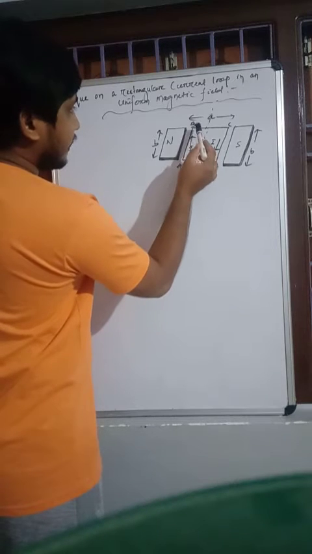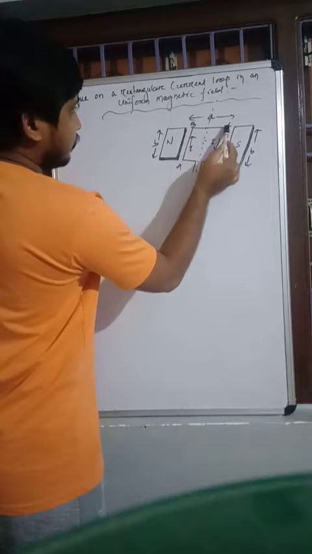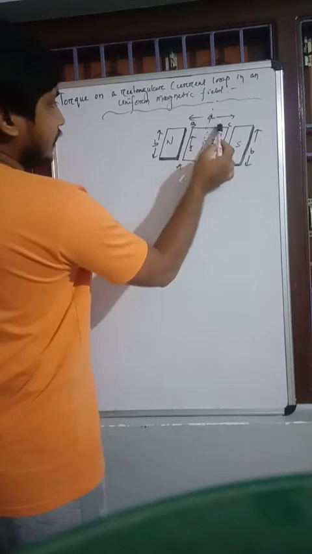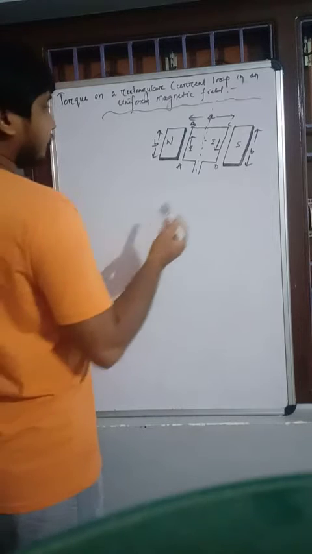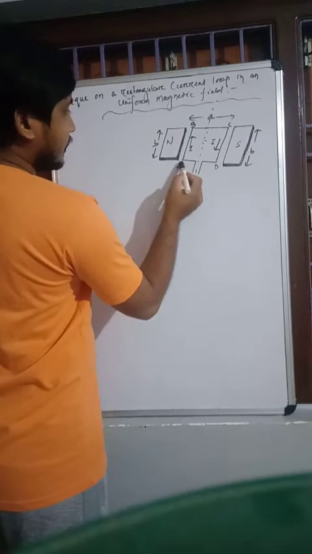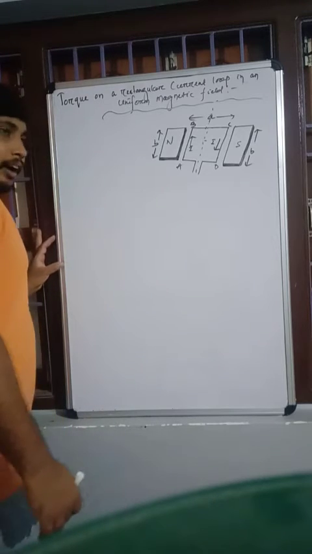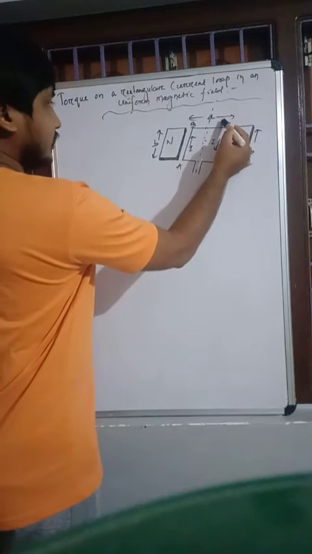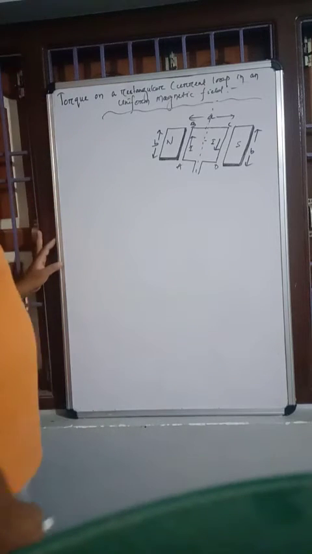first we consider the lengths BC and DA. In BC, we can see that the length element and the magnetic field are in the same direction. Here also in DA, the length element and the magnetic field are anti-parallel. Means here the angle is 0 degrees and here the angle is 180 degrees between L and B.